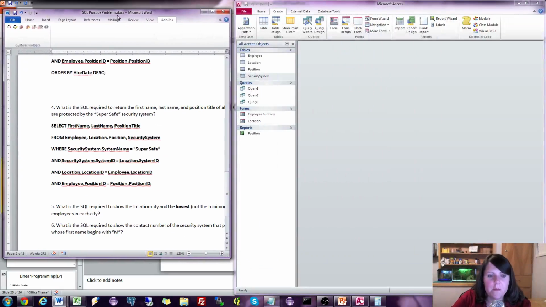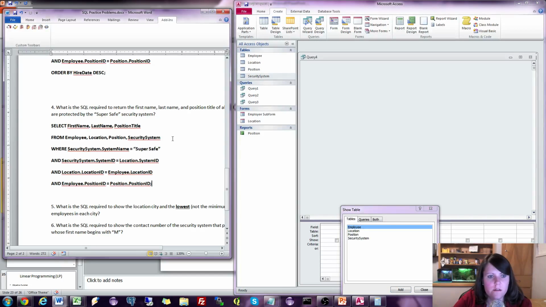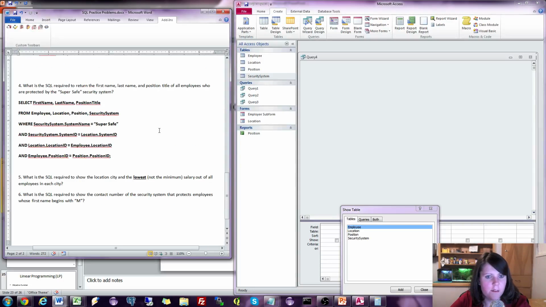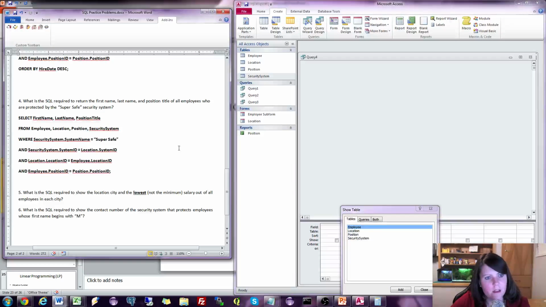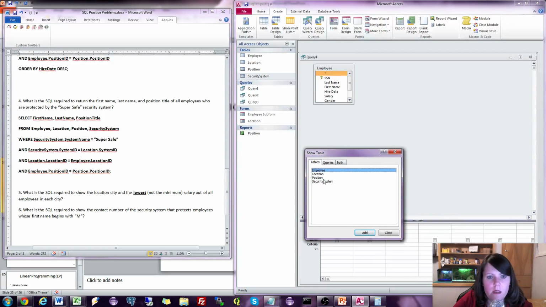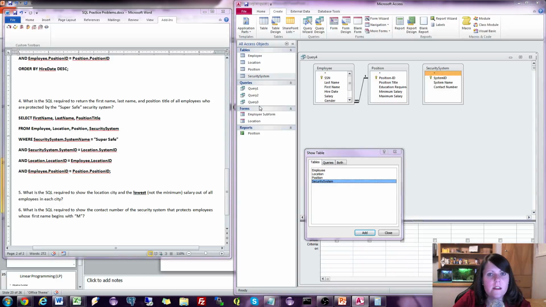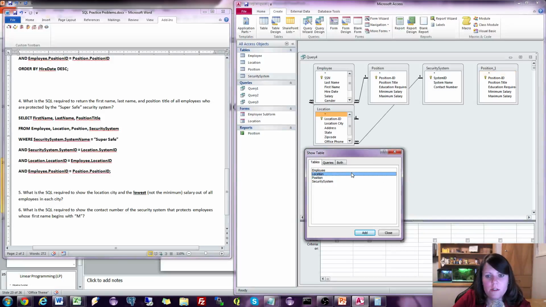So it's a pain, but we have to connect all the tables so that we know what's going on. Okay, so to make the query, this is going to be a case where maybe something wouldn't work if you didn't include everything. So first name, last name, that's coming from employee, and then position title, so I've got position right there. But then I'm thinking, okay, I need super safe, let me pull up the security system table, and I see that it's not connected. So how do I get it connected? I need to add the location table.